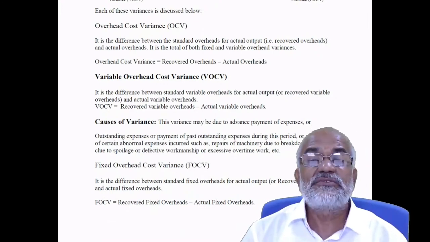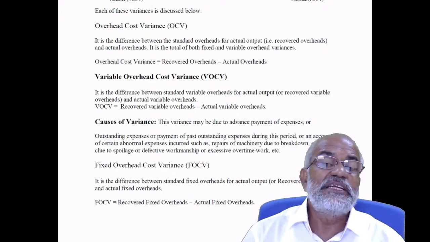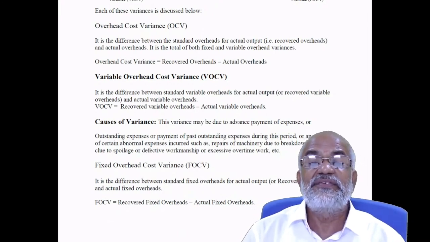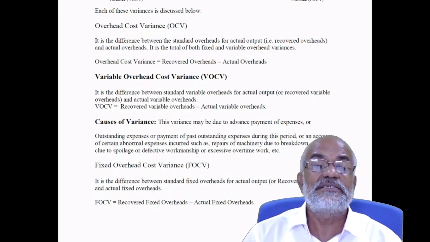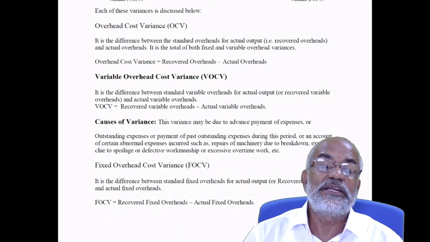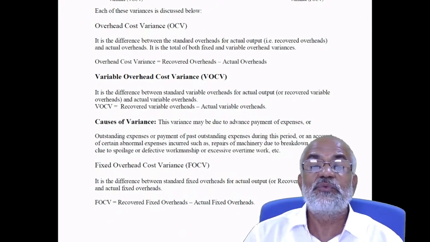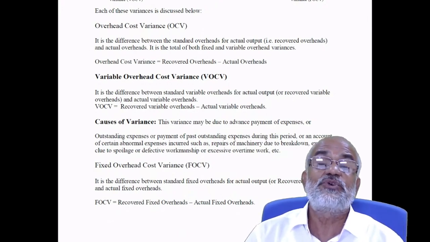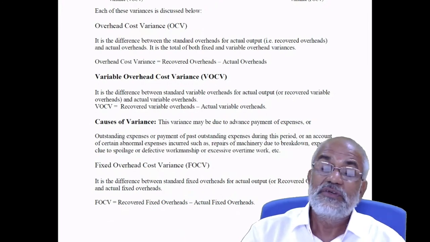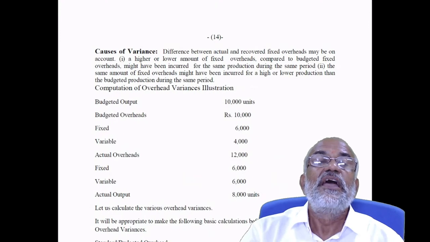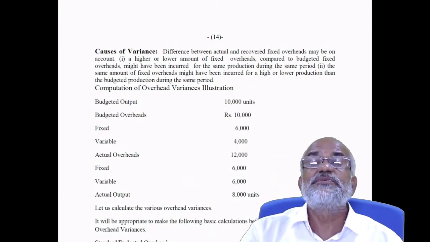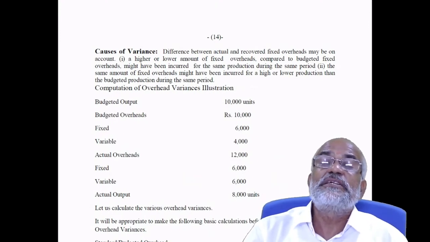Fixed overhead cost variance, FOCV, is the difference between the standard fixed overheads for actual output, or recovered fixed overheads, and the actual fixed overheads. That means when the actual fixed overheads are deducted from the recovered fixed overheads, it gives rise to the fixed overhead cost variance, FOCV.